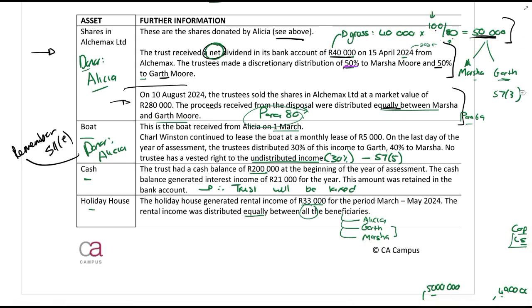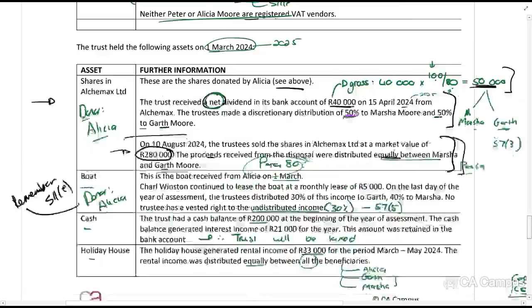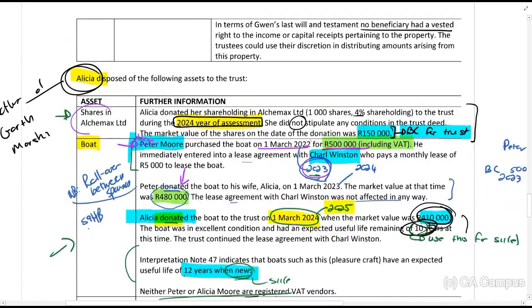Alright, so what I'm going to recommend we do, and you could do this calculation in any of the taxpayers' calculations here. You could do it in Marcia's or Garth's or the trust's or even Alicia's calculation. I'm going to just do it in the trust, because the trust is like the central point. So let's do the CGT calculation there. It was sold for 280,000 rands. And I'm just reminding you, when she donated it, it was 150,000 rands.